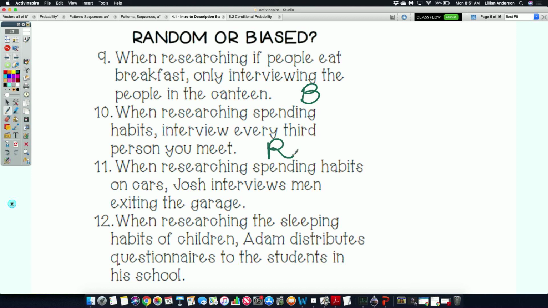When researching spending habits, interview every 3rd person you meet. Random. There's no rhyme or reason. You can stand right outside the mall and ask every 3rd person that comes out whatever your question is, and collect your data that way. When researching spending habits on cars, Josh interviews men exiting the garage. Biased. Why is it biased? There's women too. When researching the sleeping habits of children, Adam distributes questionnaires to the students in his school. Biased. Very much so.